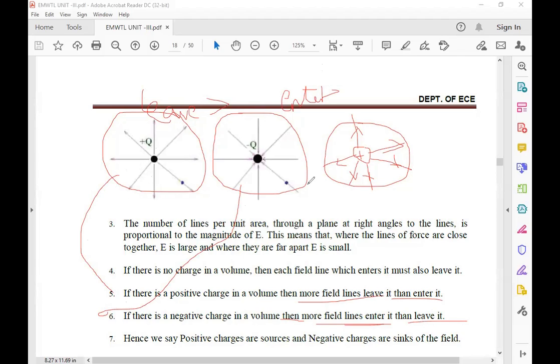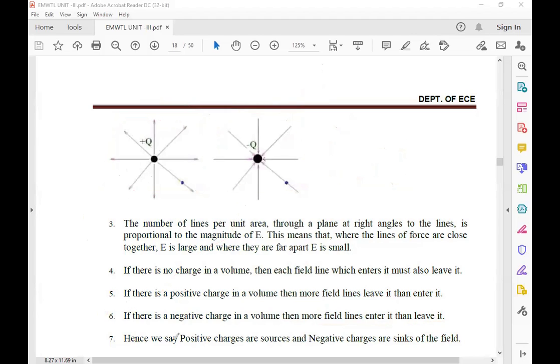Got it, my students? Then the seventh point says that hence we say positive charges are the sources and negative charges are the sinks. Why is it a source? From the positive charge, the electric field lines start. Source means it is a starting point. Destination is an ending point. As we say, the positive charges are the sources and the negative charges are the sinks.